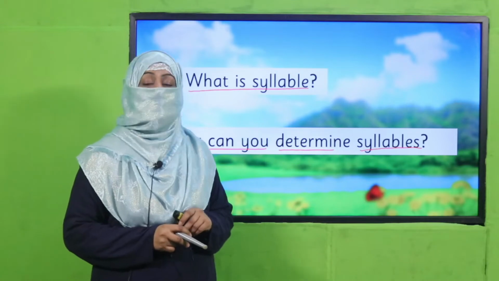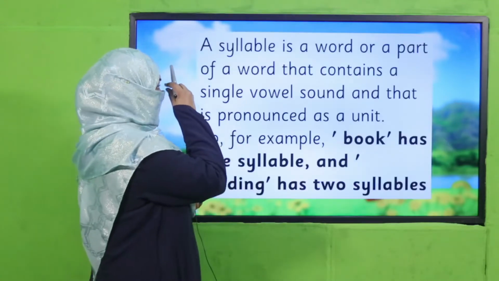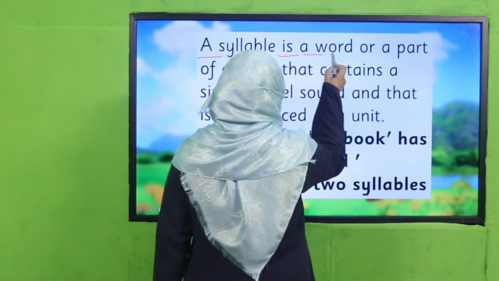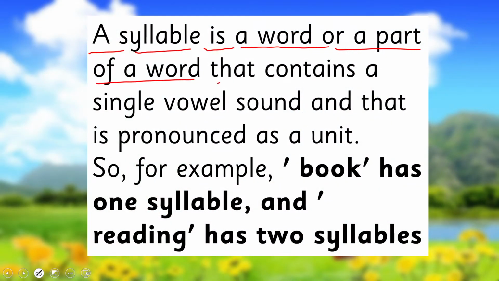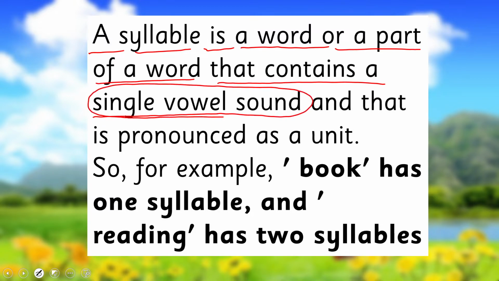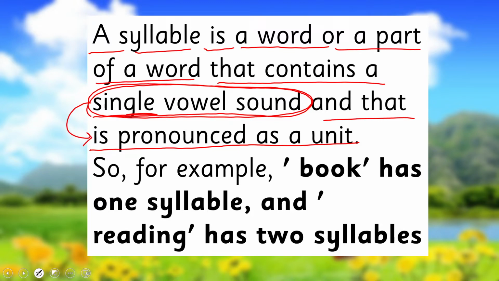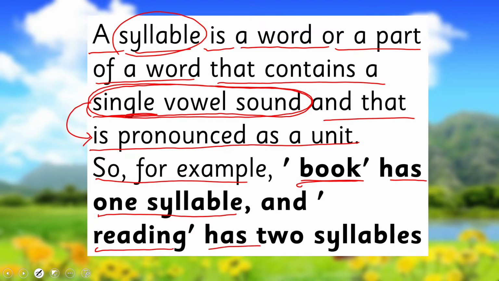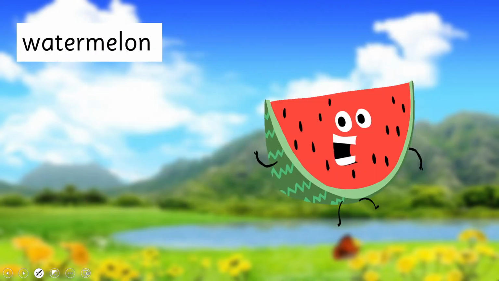Yes, my dear students, I hope you could recall that a syllable is a word or a part of a word that contains a single vowel sound. A single vowel sound is a syllable, and that is pronounced as a unit. So a vowel sound is pronounced as a unit and it is called a syllable, right? So for example, book has one syllable and reading has two syllables, right?